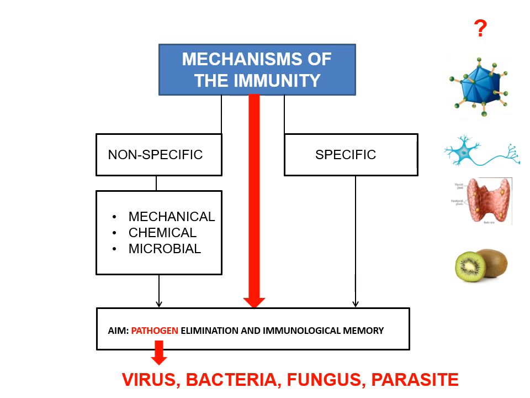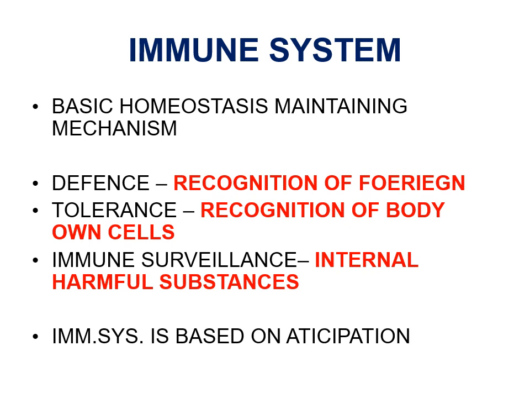The result is pathogen elimination. What can be the pathogens? Viruses, bacteria, fungi, parasites, and others. The immune system is a basic homeostasis-maintaining system, and there is the defense, which is mainly focused on recognition of the foreign. Then there is tolerance, recognition of the body's own cells, and immune surveillance, where internal harmful substances are kept down.